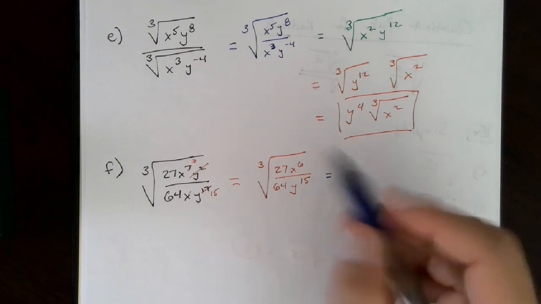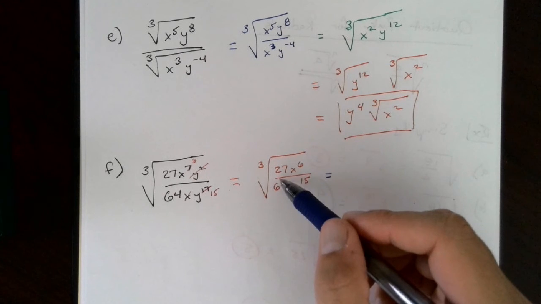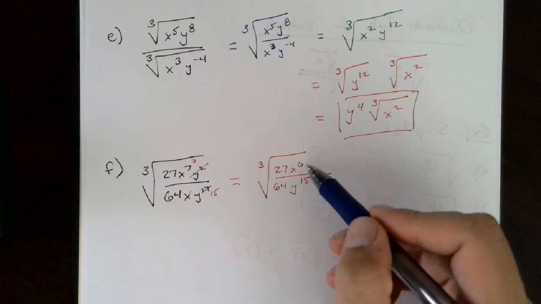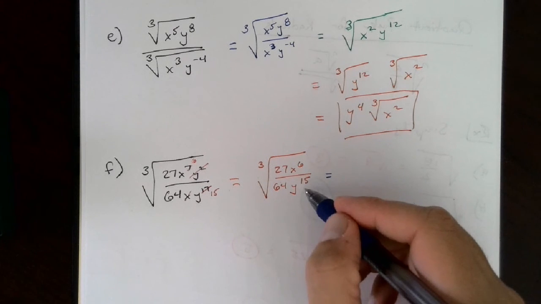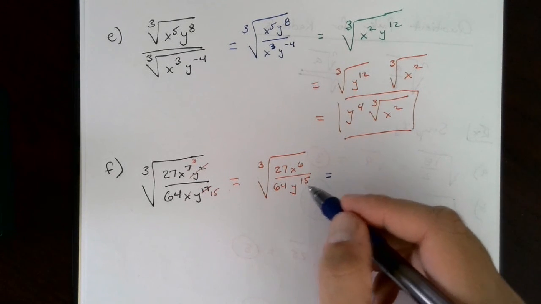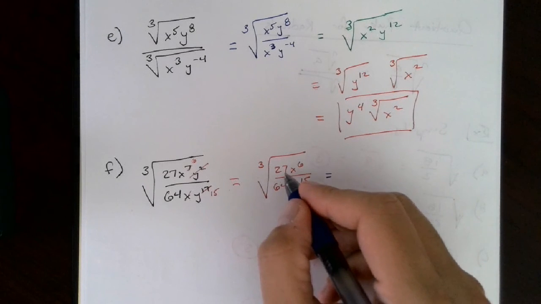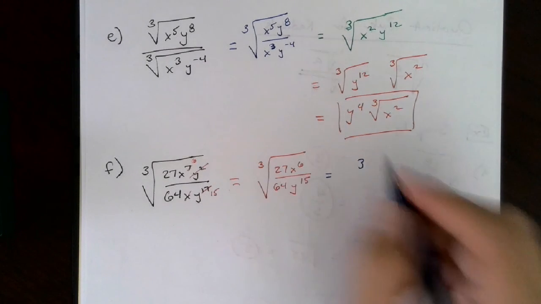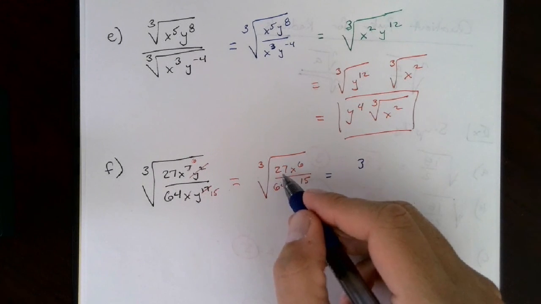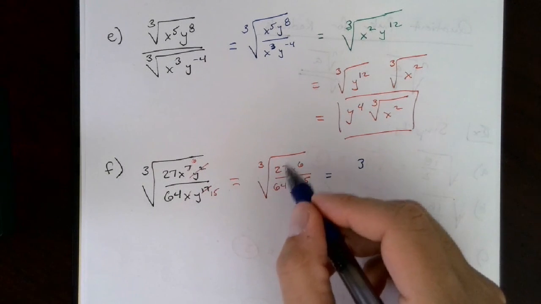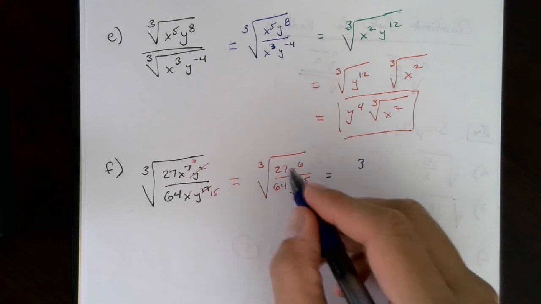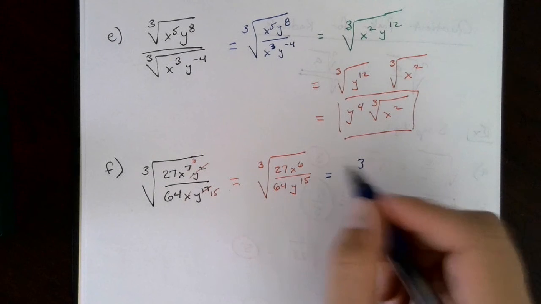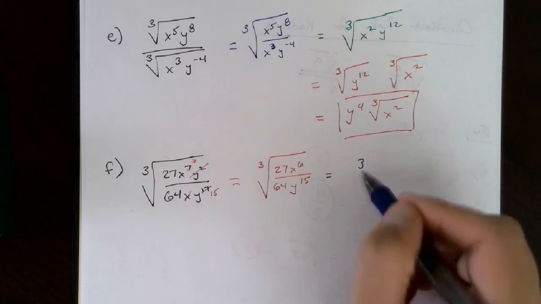Let's see, are these perfect cubes now? Well, 27 and 64 we already talked about are perfect cubes. X to the 6th, yes, that's a perfect cube because it's divisible by 3. Y to the 15th, yeah, that's a perfect cube because 15 is divisible by 3. So simplifying this, the cube root of 27, remember it's 3 because 3 to the third power gives you 27. You're not dividing it by 3, right? You're saying, which number to the third power gives you 27, which is 3.